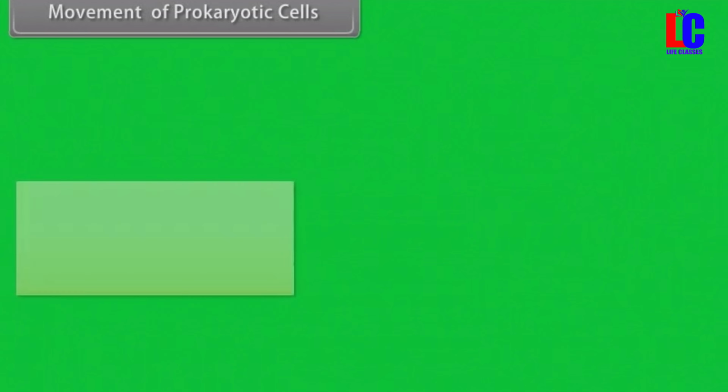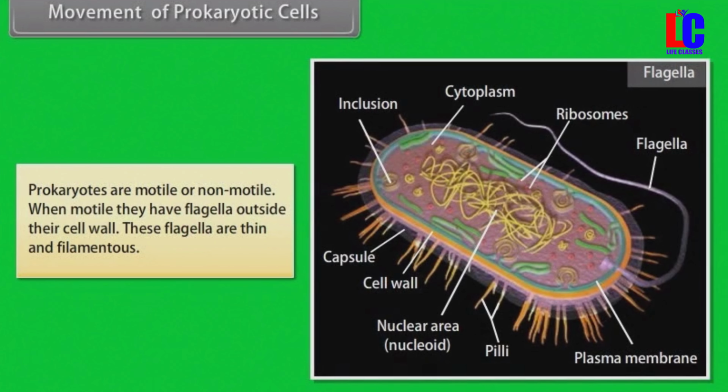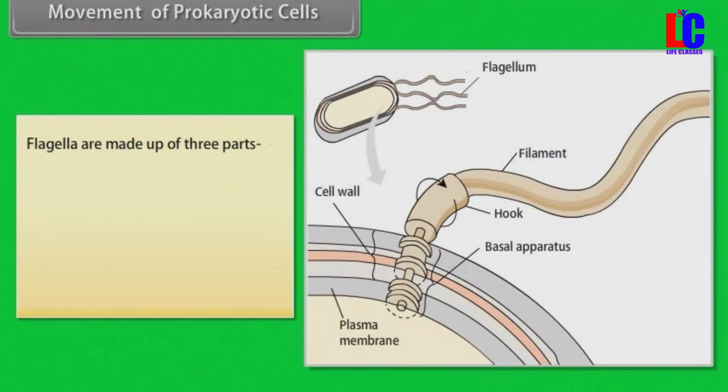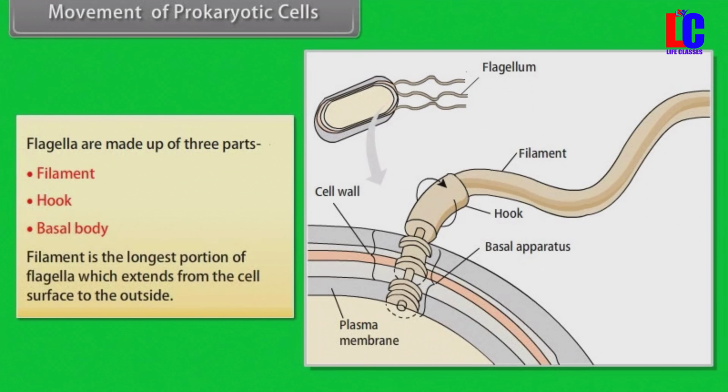Movement of prokaryotic cells. Prokaryotes are motile or non-motile. When motile, they have flagella outside their cell wall. These flagella are thin and filamentous. Flagella are made up of three parts: filament, hook, and basal body. The filament is the longest portion of the flagella, which extends from the cell surface to the outside.